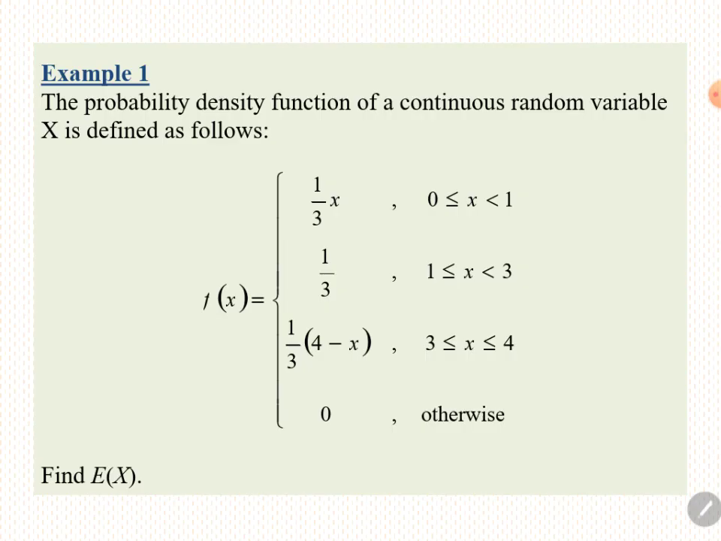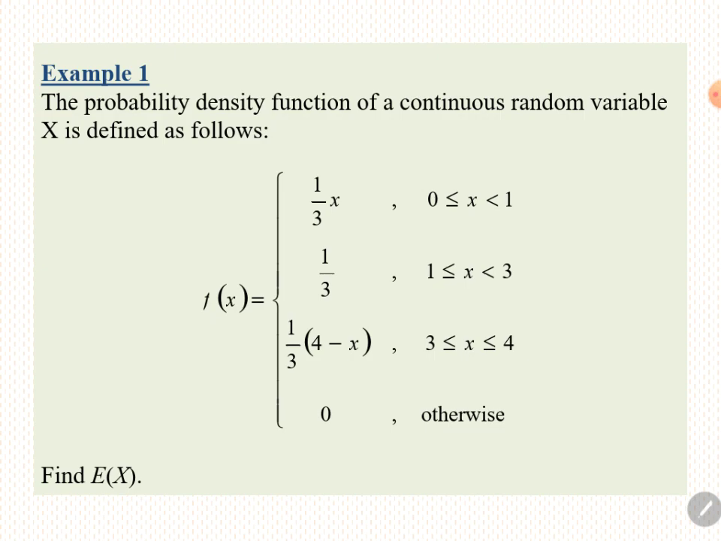Let's do some examples. Example 1, the probability density function of a continuous random variable x is defined as follows. So now we have the PDF of the function f of x, and there are three functions defined in three different intervals, and other than these three intervals, the function is 0. Now the question asks you to find E of x.